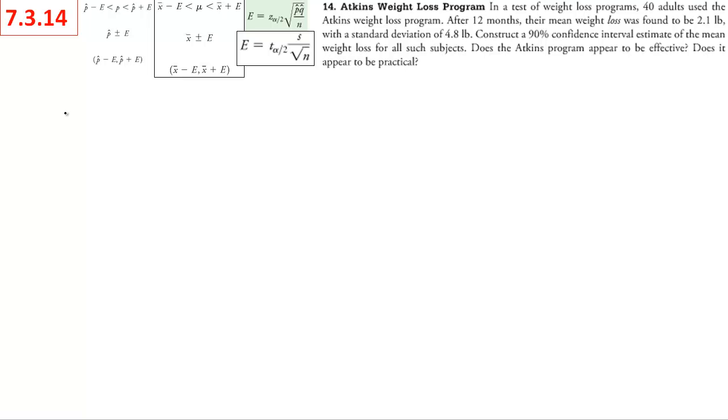In this example, we're going to look at how to calculate confidence intervals around a mean. So we're trying to create a confidence interval for a population mean based on a sample mean that we have. And we're going to do that three ways: with formulas, which are relatively simple, with the TI-83 calculator, and also with StatCrunch.